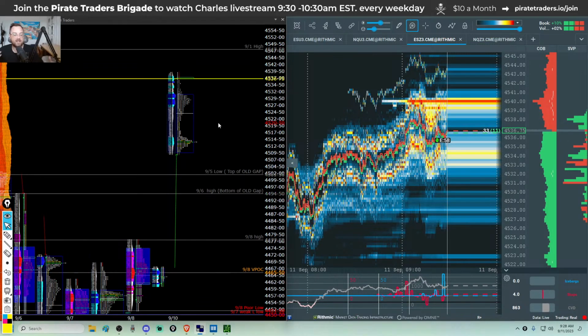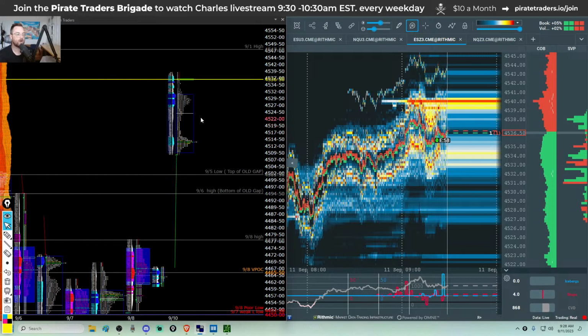So I look at the market as a constant two-way auction process. And to be able to do that, really all I need is to see on my market profile chart, where does the market bring in the most volume and where does it spend the most time? By seeing that, I can see where we are in that auction process.